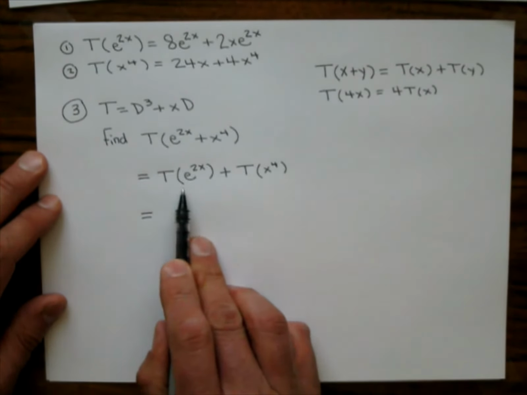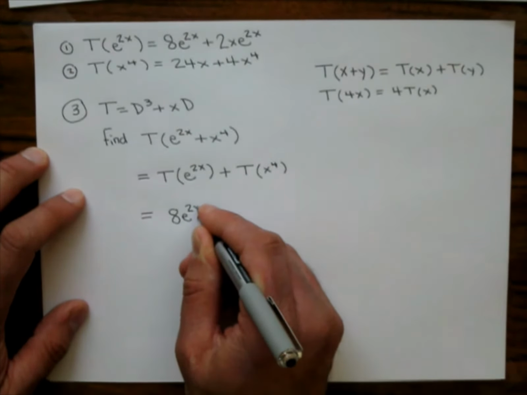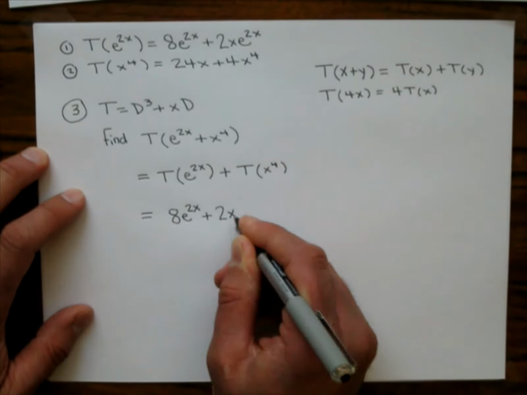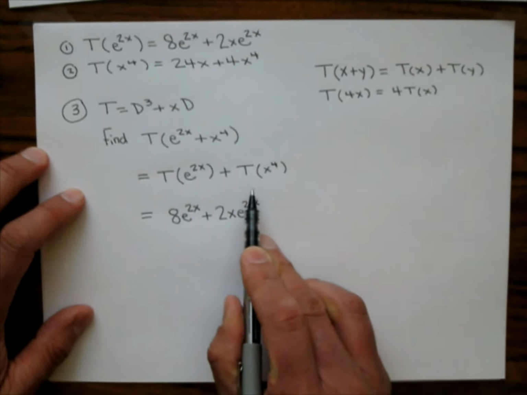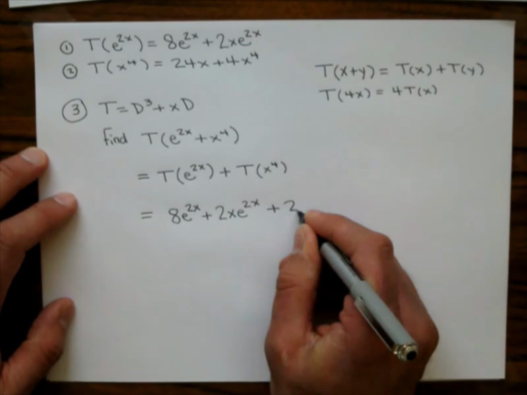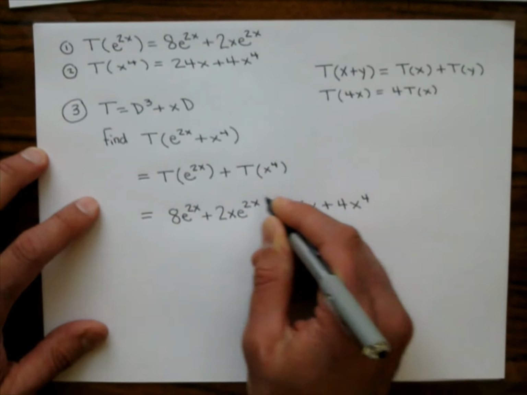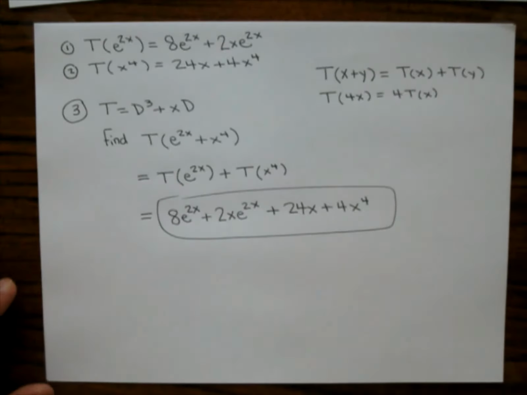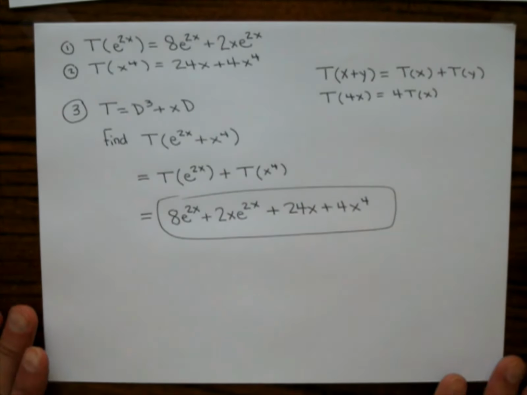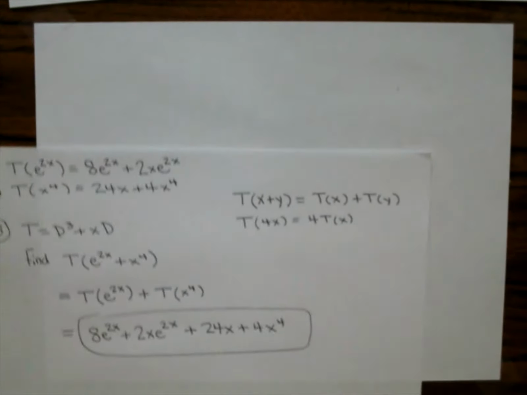So this one right here, we've already computed up there, and that's why I wrote that down. So we have 8e to the 2x plus 2x e to the 2x. And then I have t of x to the 4th, which is this right here. So plus 24x plus 4x to the 4th. And there's the answer. And so, that's how you do these linear transformations, these weird ones with the derivative operators. Let's go ahead and do problem number 4.